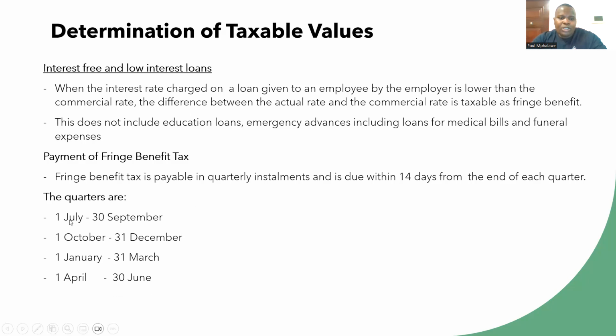So each quarter: July to September, first quarter; October to December, second quarter; January to March, third quarter; April to June, fourth quarter. So FBT for the first quarter shall be due on the 14th of October. FBT for the second quarter shall be due on the 14th of January.